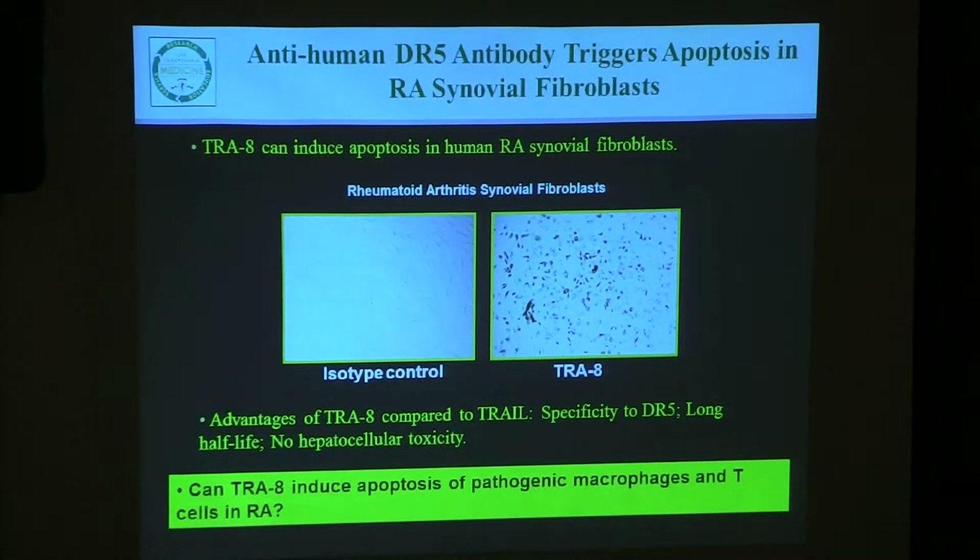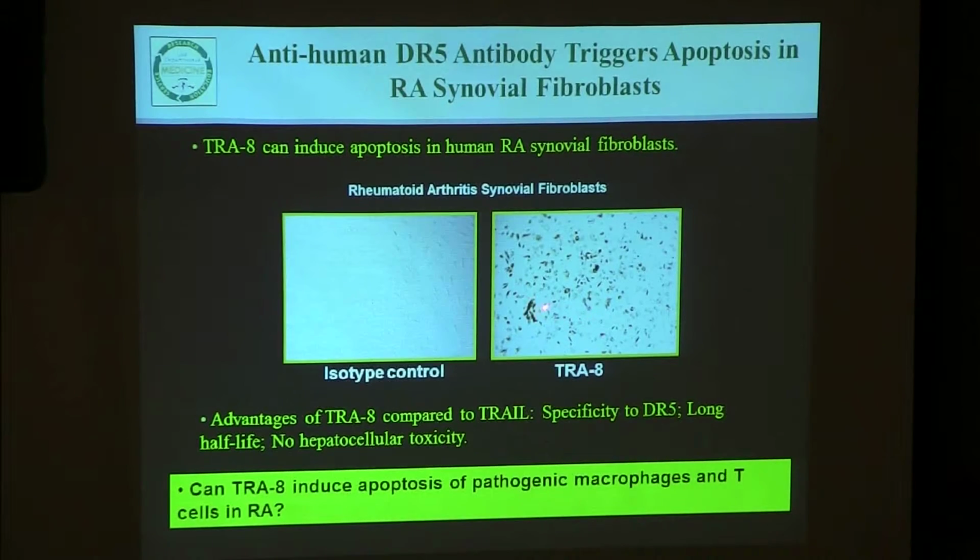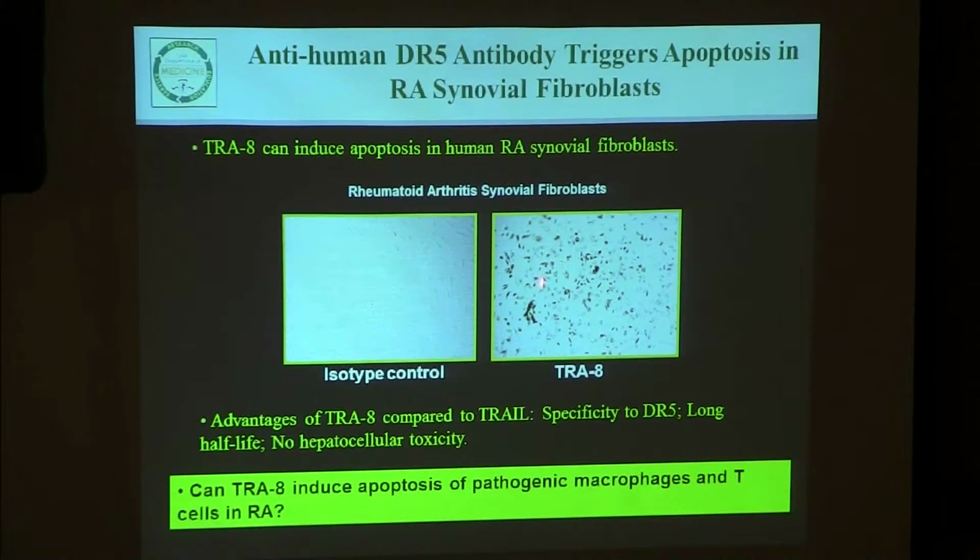Our previous study had demonstrated that anti-DR5 antibody Tri-8 can induce apoptosis in fibroblast cells from synovial tissue from RA patients. As the figure shows here, this effect is highly dramatic. The advantage of Tri-8 compared to its natural ligand TRAIL is that Tri-8 is more specific, and it also has a much longer half-life and lower liver toxicity.